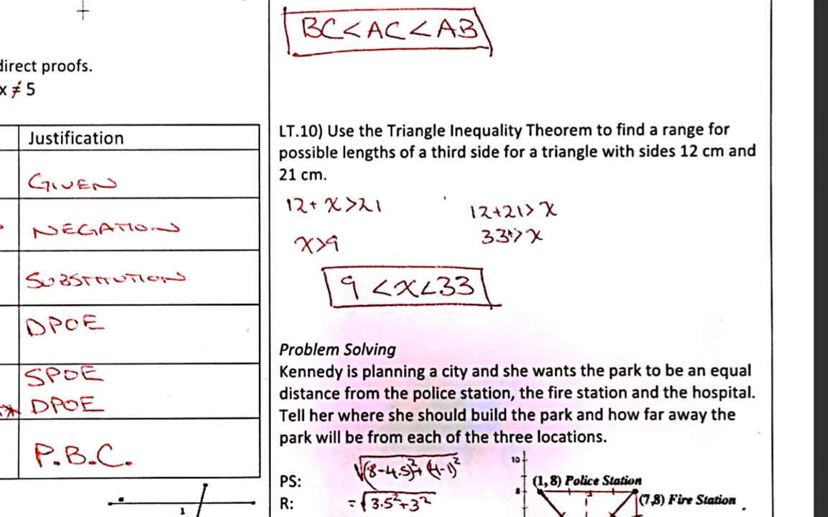Let's see, use the triangle inequality theorem to find a range for possible lengths of a third side. Here you've got 12 and 21, so either your mystery side is the longest thing, in which case 12 plus 21 would still have to be greater than x, or 21 is your longest one. 12 clearly can't be your longest side. It's already beat out by 21.